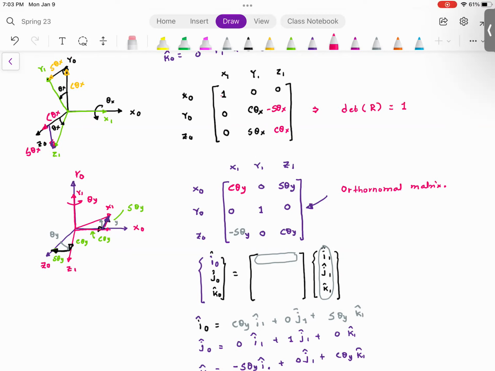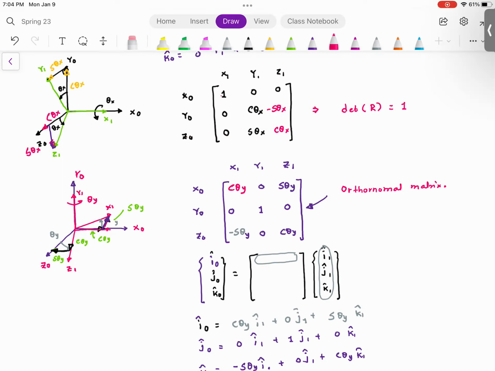You agree with me? And each row or each column is perpendicular to each other. What does orthonormal mean? Normal means perpendicular. So each row or each column is perpendicular to each other. That means if you take the dot product of any vector, either a column vector or a row vector, with any other column vector or row vector, you are going to get 0.